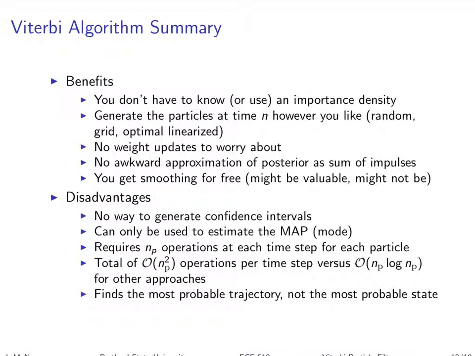Lots of computation, you know, much more than the particle filters. And it doesn't find the most probable state. It only finds the most probable trajectory. For some applications, it may be that what you really want is the mode of the marginal and not the mode of the joint. It's application dependent, but it may give you something different than what you actually want.